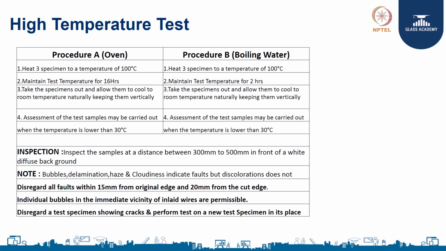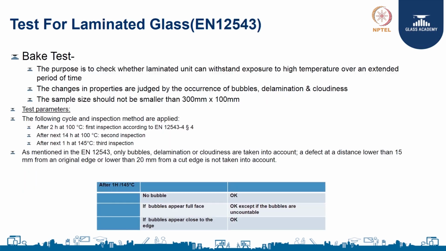The next test is a bake test. As mentioned in EN 12543, only bubbles, delamination or cloudiness are taken into account. A defect at a distance lower than 15 millimeter from the original edge or lower than 20 millimeter from the cut edge is not taken into account. So, after 1 hour at 145 degrees centigrade, if no bubble appears, it is okay.